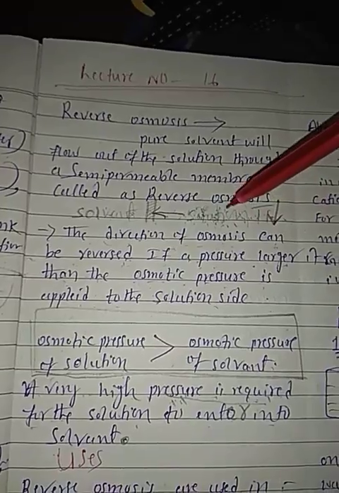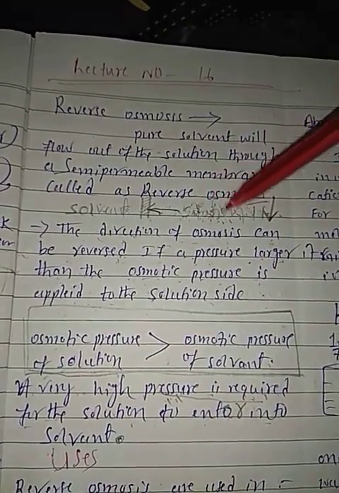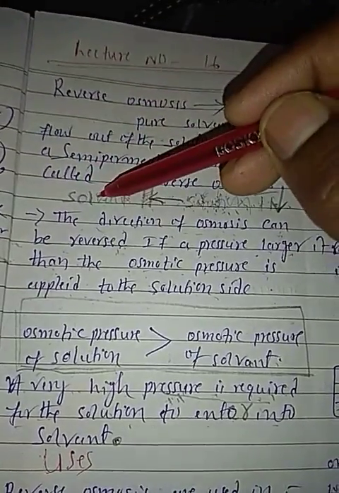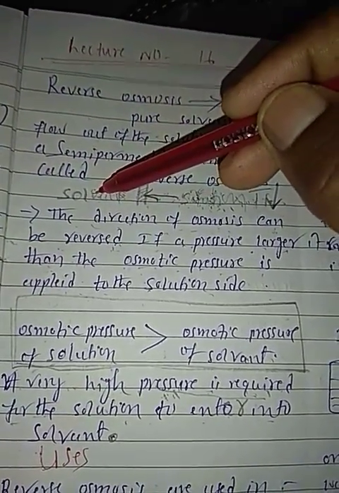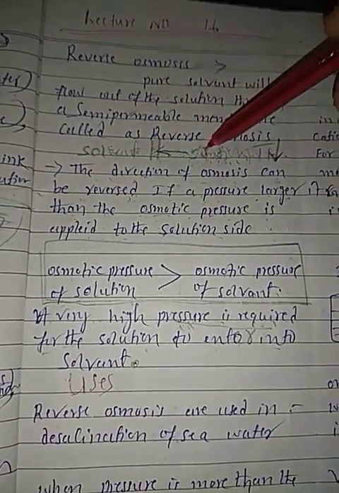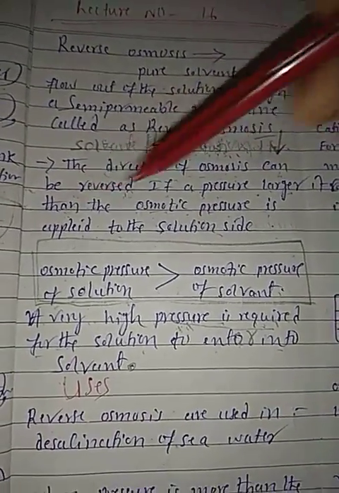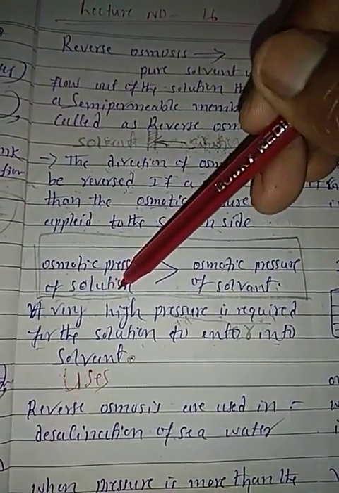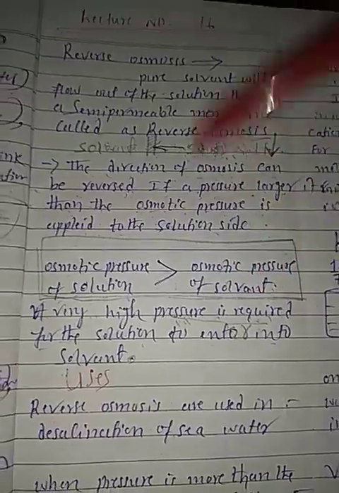The solution in which solvent particles enter into the pure solvent, right students? That is called reverse osmosis. Why does reverse osmosis occur? Because the osmotic pressure of the solution is greater than the osmotic pressure of the solvent.